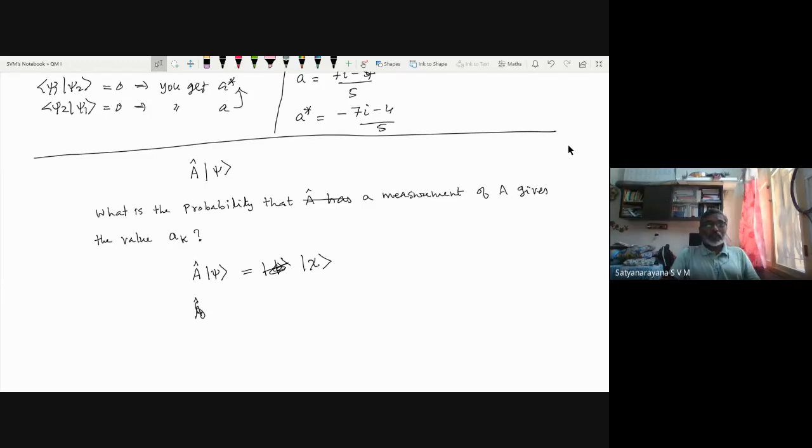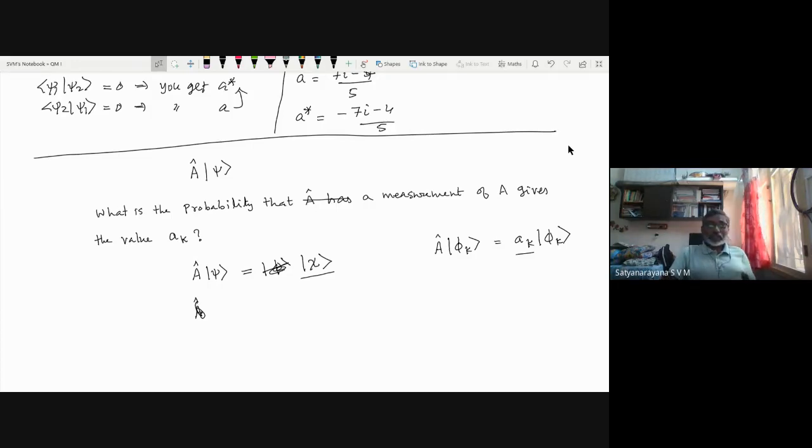In general, this is what happens. Psi will be taken to some chi. Now in this chi, I want to know what is the probability of getting AK. So corresponding to AK, we know that A on this state phi k is equal to AK. Right, this is the eigenvalue equation for the eigenvalue A, eigen equation.